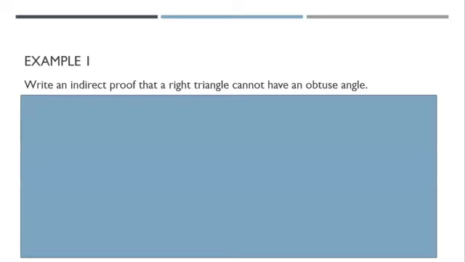So let's take a look at an indirect proof. Example 1, we're asked to write an indirect proof that a right triangle cannot have an obtuse angle. So the first thing we're going to assume is that a right triangle can have an obtuse angle. So that's our assumption. Now what you're going to do, you're going to pause the video, start with that assumption, see if you can figure out why it's false, okay? And then hit play, see how I did it. There are lots of ways to do this, lots of different ways to work through it. So if yours doesn't exactly match mine, that's okay. It might still be good.